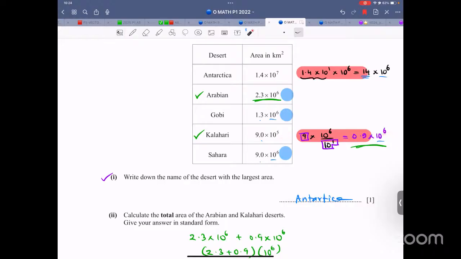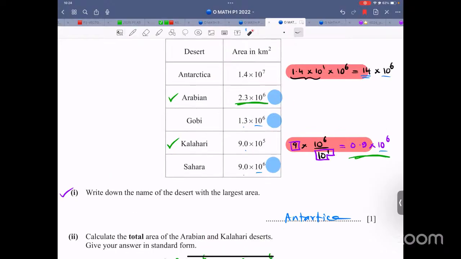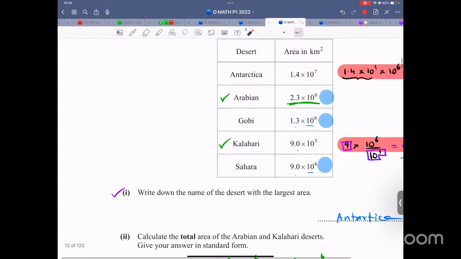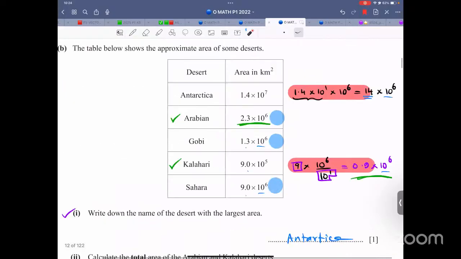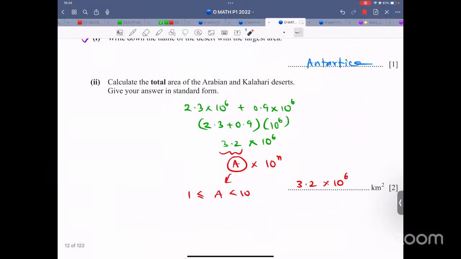And similarly, this is 1.4 into 10 power 1 into 10 power 6, which is 14 into 10 power 6. Now, of course, this 14 is not in the standard form, but for comparison purposes, the powers of 10 should be equal. So once this is done, which one is the greatest one? That is the desert in Antarctica. That's news for me.